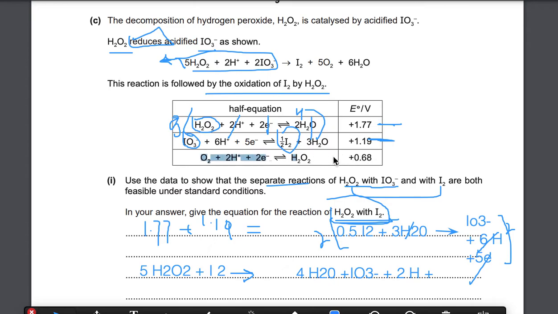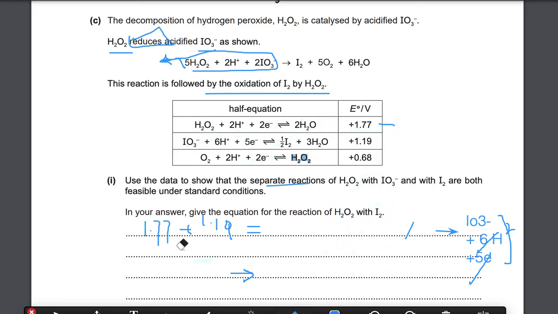So what we do is we reverse this equation, so it becomes minus 0.68 because this is one of the products. And for the other equation, this would be used. So 1.19 minus 0.68 would be positive, greater than 0 as well, which means that the reaction is feasible. Okay.